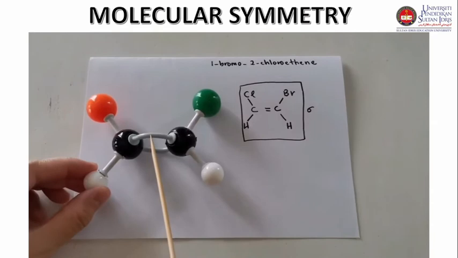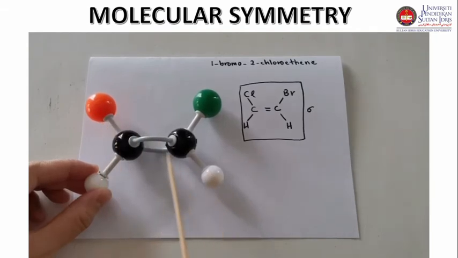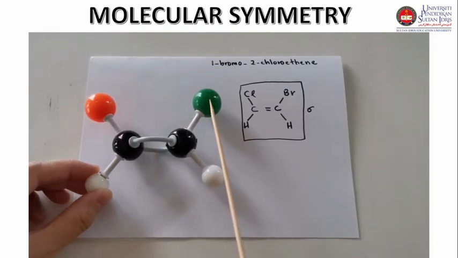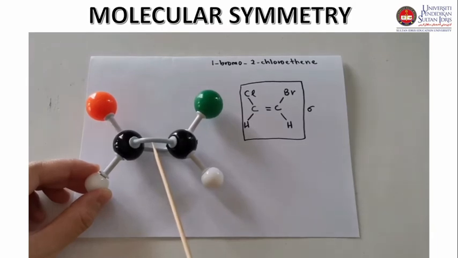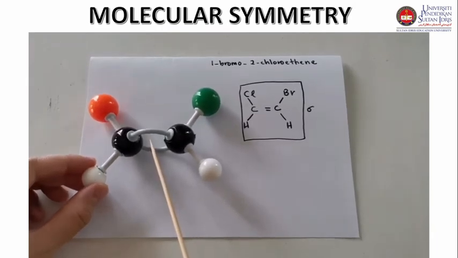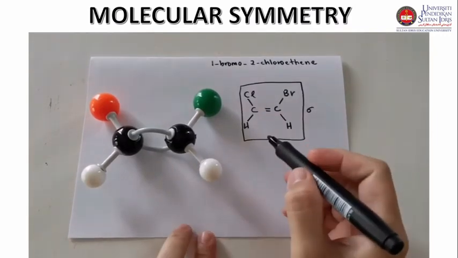Now we check the center of inversion in this molecule. If we consider the center here and pass through this point, we get a hydrogen atom, so we cannot get an equivalent atom after passing through the center. On the other side there is chlorine and there is hydrogen, so we cannot get the same atom after the inversion through this point. So i does not exist in this molecule.